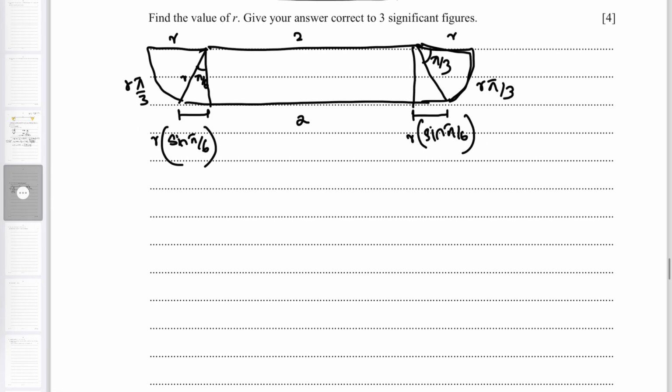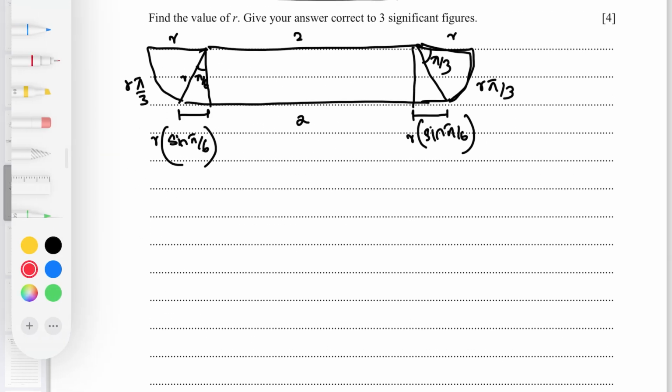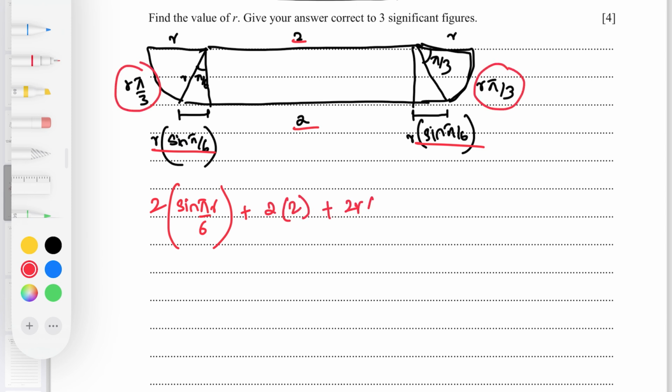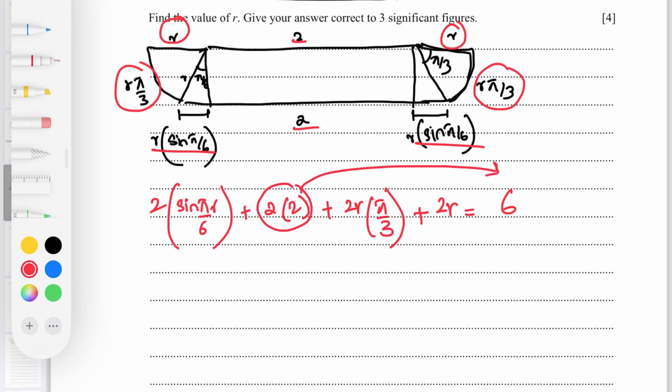Let's put everything in a single equation. So we know sine pi by 6 r multiplied by 2 because there are 2, plus 2, plus 2, plus r pi by 3, plus r, equals 6. This 4 goes on the other side and subtracts. What do we get? 2. I'm taking 2r common out from here.